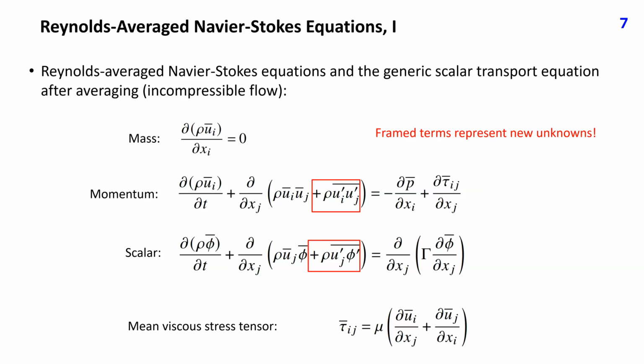As indicated in the preceding slide, the nonlinear convection terms lead to an additional term in the average momentum equations, which is indicated by the red frame. The same is true for the scalar transport equations. The pressure term and the term containing viscous stresses remain unchanged after averaging because they are linear.